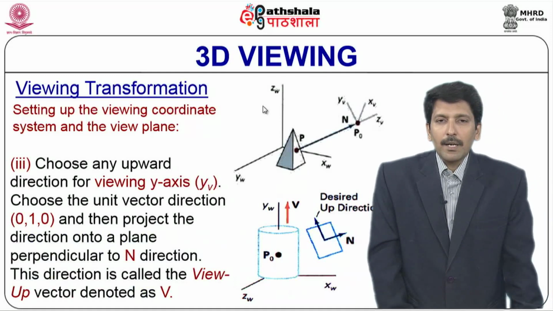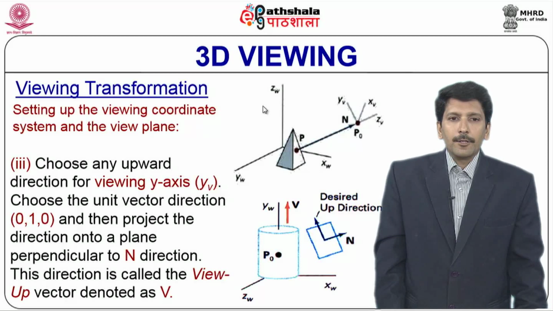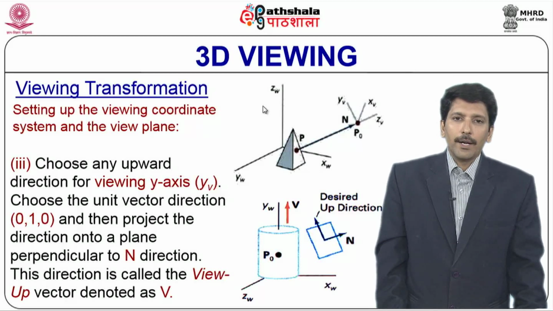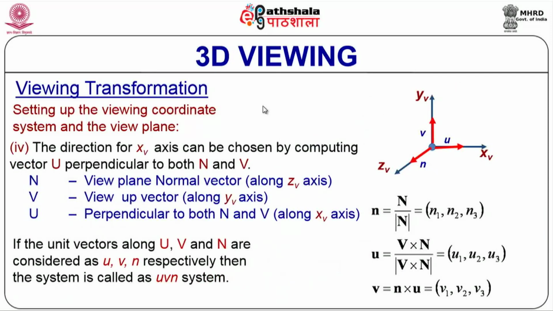The same thing is explained in the slide that you are seeing there. Choose any upward direction for the y axis, and that is our y direction. Then again we take a cross product of the y and the z to get the correct x, and later, to correct the y, we can take the cross product of x and z to get the correct y.